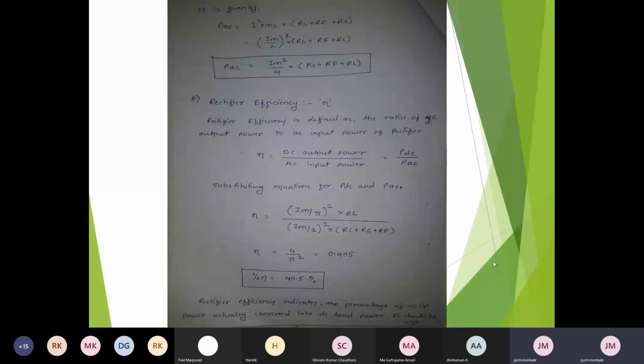Efficiency is indicated as eta. So rectifier efficiency is defined as the ratio of output power upon input power. Any term of output upon input is called efficiency. As we are talking about the rectifier efficiency in terms of power, we can define the rectifier efficiency eta as equal to output power, which is expected as DC, upon input power, which is the AC power. So efficiency is equal to output power PDC upon input power PAC.